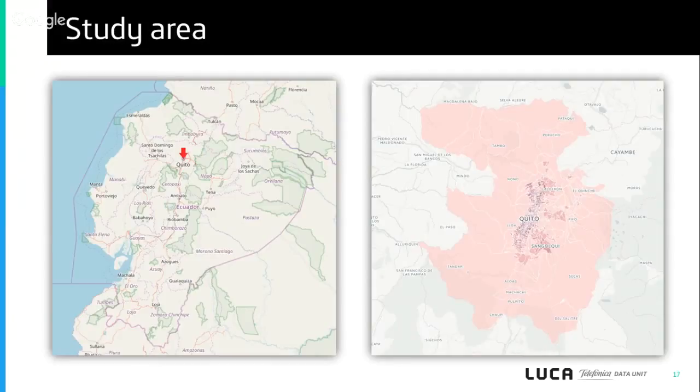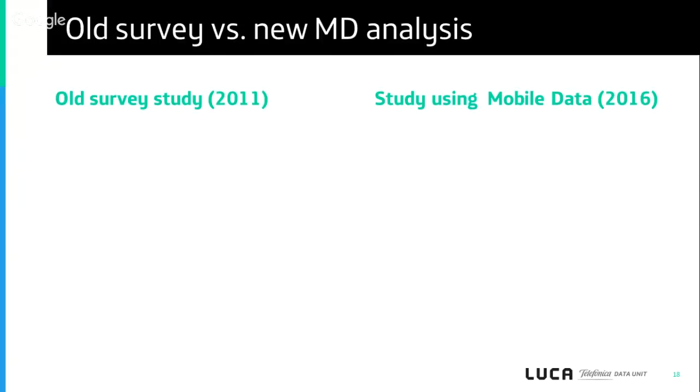So this is the study area, which is Quito, the capital of Ecuador. The area we are selecting is the city itself and also some neighborhood towns. Now I want to compare the old survey that was carried out in 2011 with the new study that we have done using the mobile data in 2016.